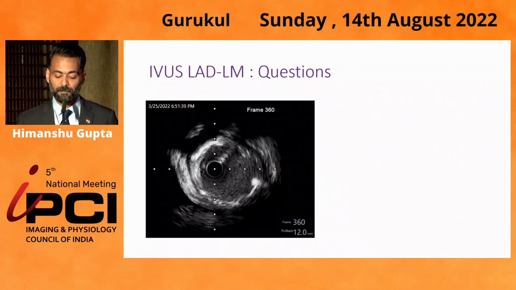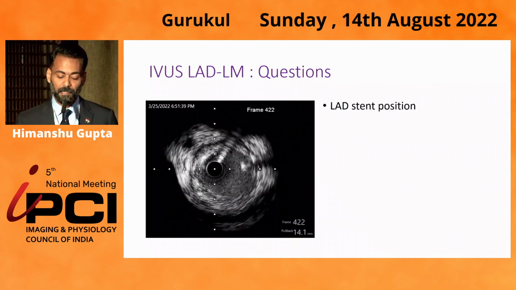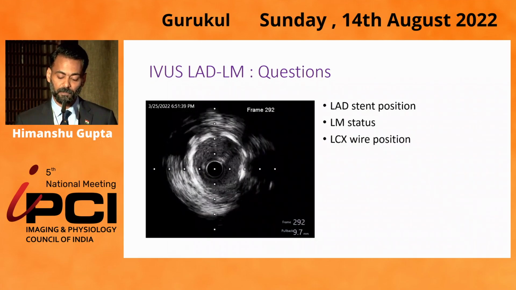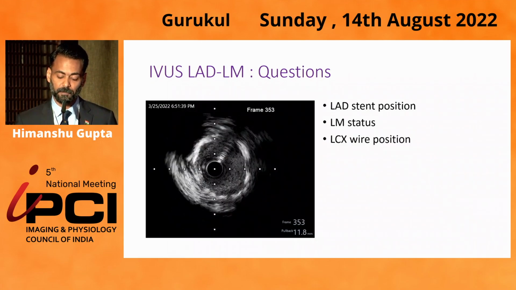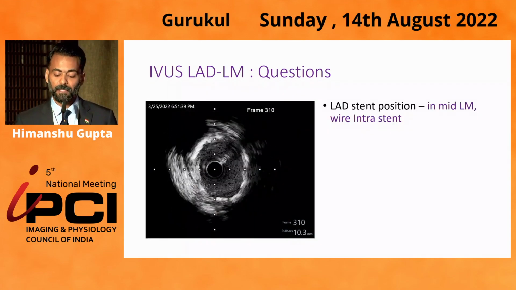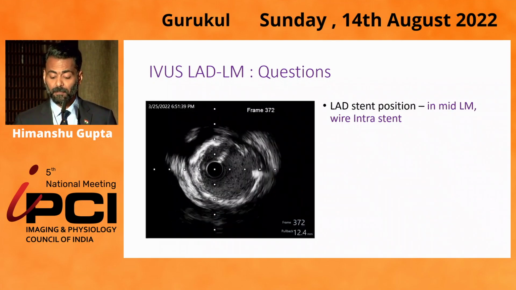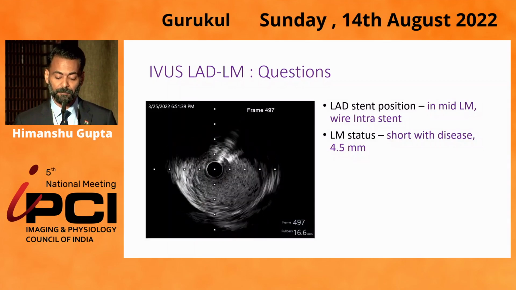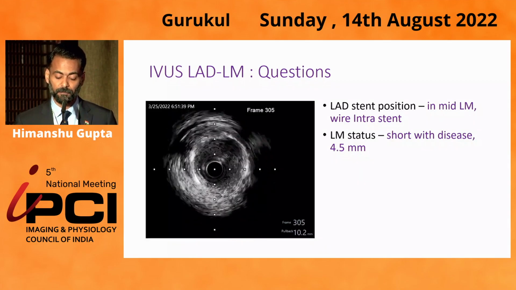But whenever we do imaging, we should have some questions in our mind. So the questions we had were, where is the stent of the LAD? What is the status of the left main? And where is the circumflex wire? And we know that the LAD stent is in the middle of the left main. The wire in the LAD is intra-stent. The left main is short with a diameter of 4.5 and is full of disease.